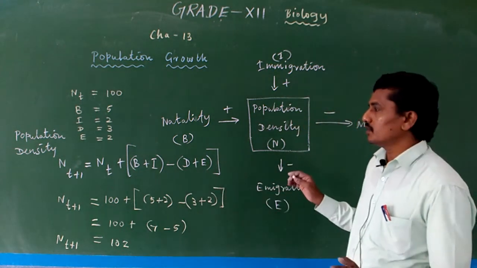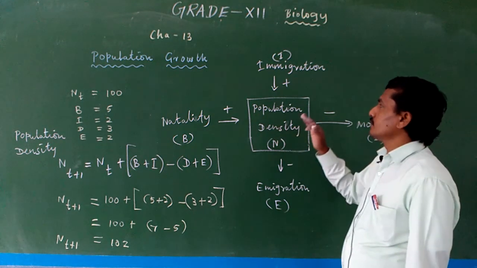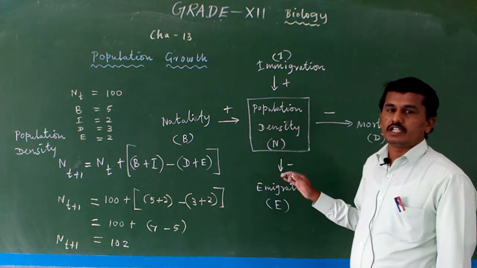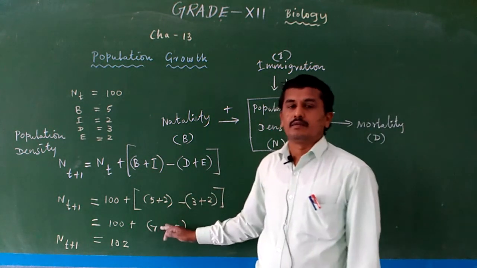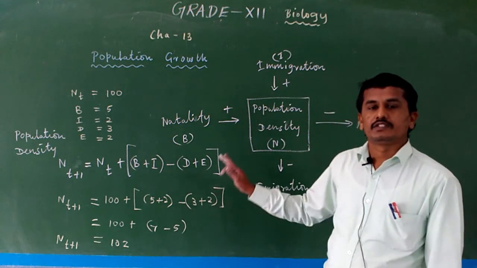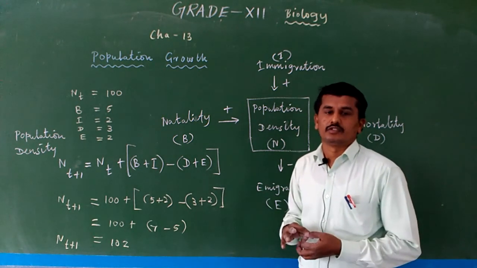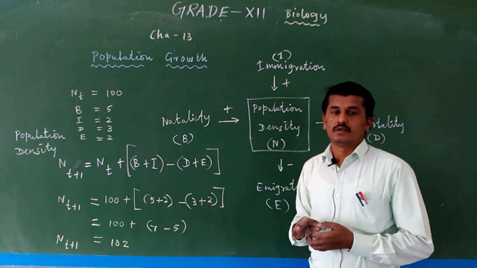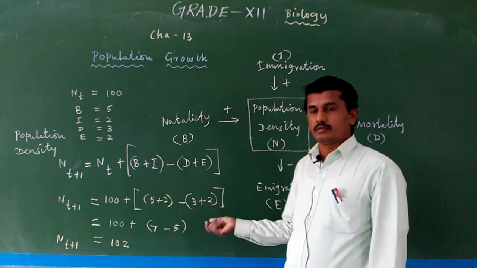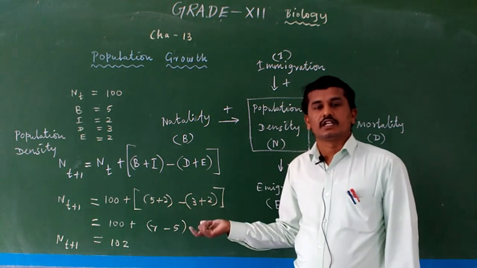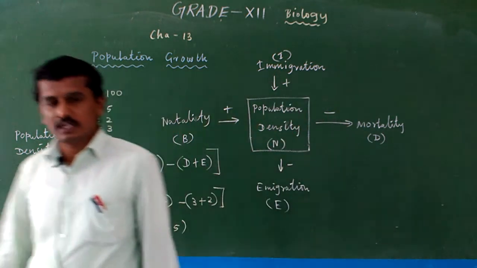Population density is nothing but simple factors. How do we calculate the population density? Natality and immigration increase the population density, and emigration and mortality decrease the population. With the use of a simple formula, we easily calculate the population density in a particular time of a species in a particular habitat. Okay, this is actually a simple calculation, population density. Maybe in your board exam also, how we calculate population density, they may give some examples. Okay, that is actually population density.